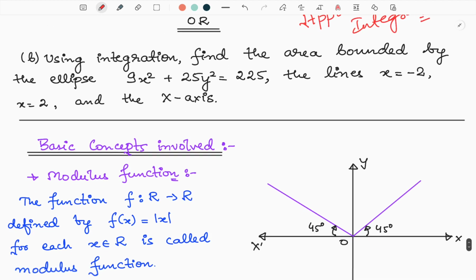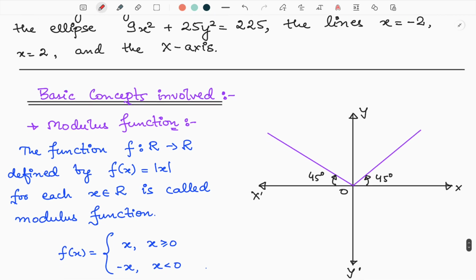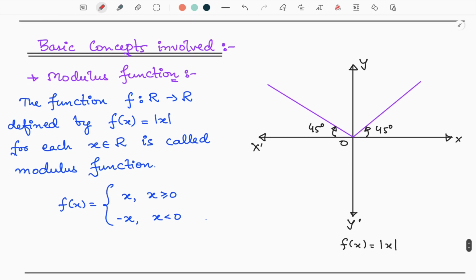Basic concepts are needed. You should know what the modulus function is. So for the modulus function, here I have drawn the graph and written the definitions. You should read it. In short, I can say if f(x) is equal to mod x, then f(x) takes two values. First is positive x when x is greater than or equal to 0, and second is minus x when x is less than 0.